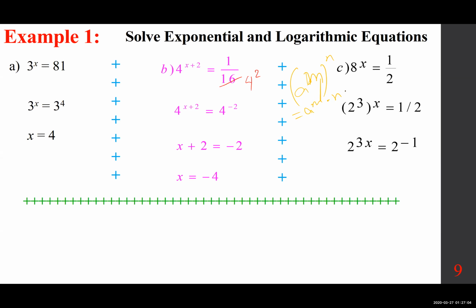A to the power of m to the power of n is a to the power of m times n. It's called the power rule. So 3x must be equal to -1, and x is -1/3.